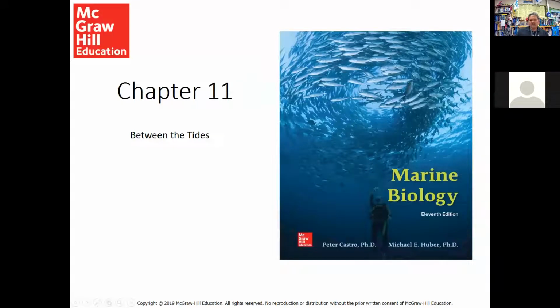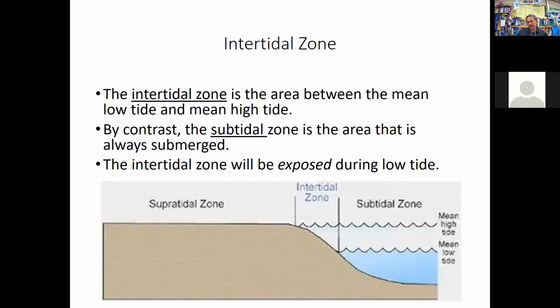Okay. So this is in reference to Chapter 11 of the Castro Marine Biology textbook, which covers the intertidal zone. The intertidal zone, some of you know as the tide pools, but the intertidal zone is the area between the low and the high tides. That's the mean high tide and the mean low tide. So on the diagram right here, this area right here is what we're concentrating on today.